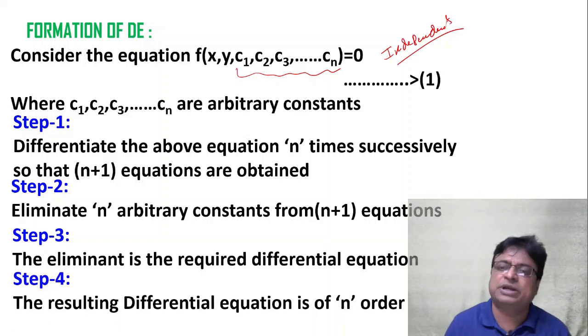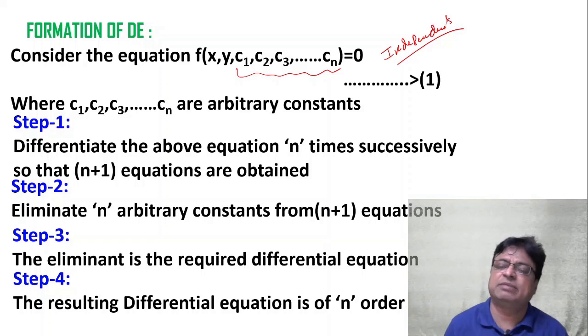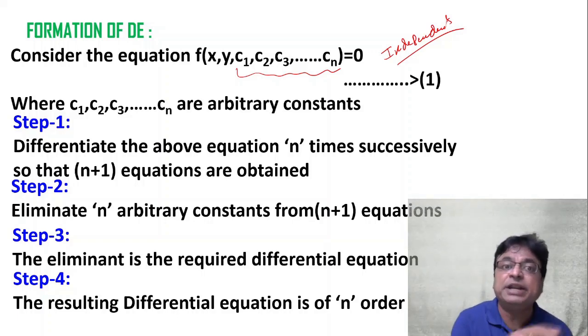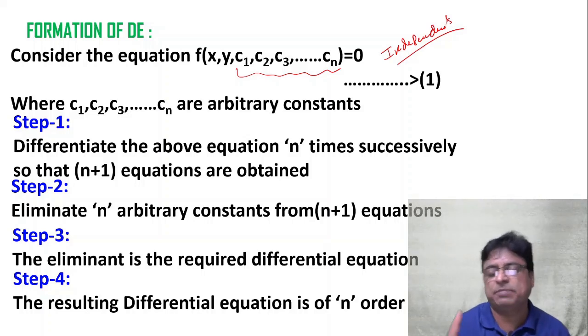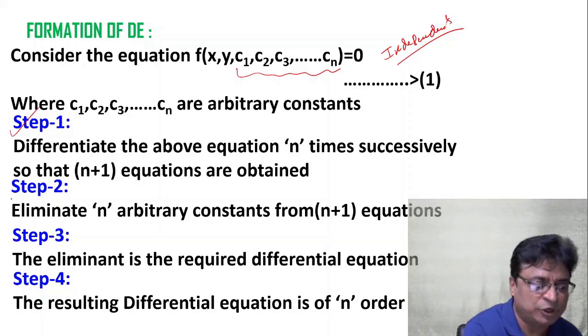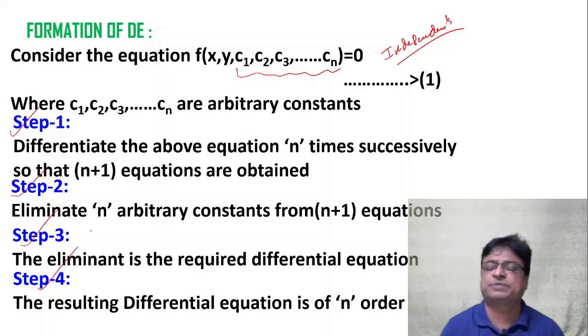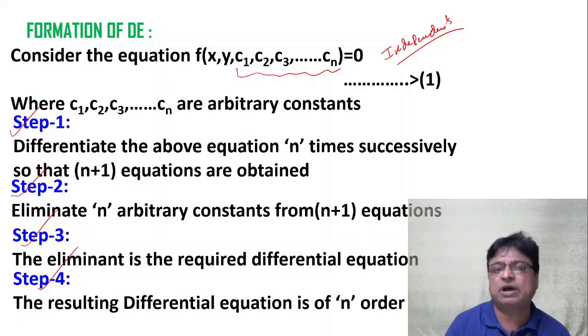And the most important point is that the order of the obtained differential equation is nothing but the number of independent arbitrary constants given in the algebraic equation. So the order never exceeds the number of independent arbitrary constants given in the equation. That is one important aspect to remember. So these are the 4 steps you have to practice. This is the way to extract a differential equation from the algebraic equation.